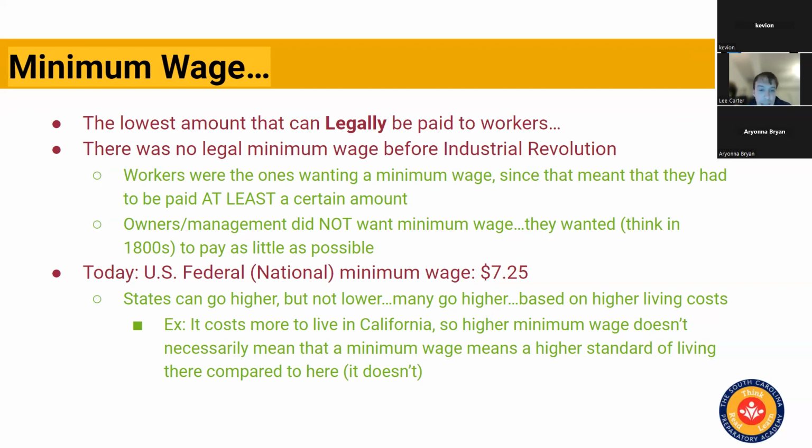For example, in California, it costs a lot more to live there, right? Housing and so forth, groceries, higher prices. So therefore, the minimum wage is higher. That doesn't necessarily mean that the higher minimum wage means they have a higher standard of living there compared to here. No. So if you make $11 an hour or 12, I don't remember what the minimum wage in California is, that's not really worth more than $7.25 in South Carolina because the cost of living is so much higher, right? But again, that's the least that can be paid in the entire nation, but it can be higher in some states.